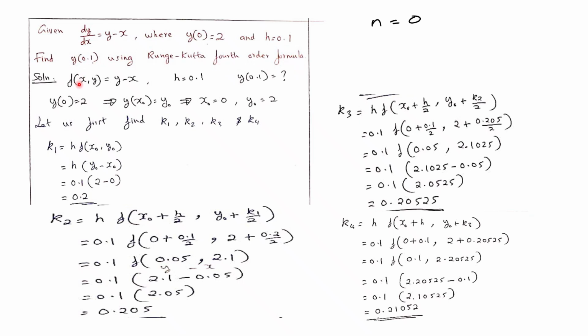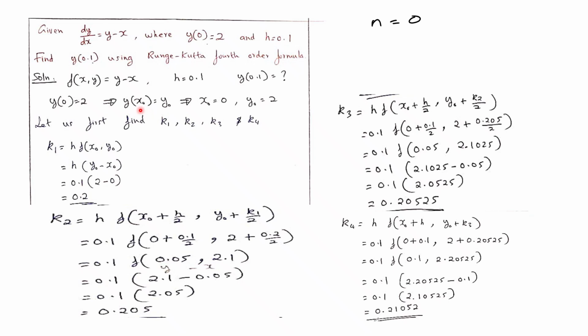Now what is given in the question? dy by dx is a function of x and y, and that relation is given like this: f(x, y) is equal to y minus x, and h is given. y of 0.1 you are asked to calculate, and here one important piece of information is given: y of 0 is equal to 2. In general, we have y of x0 is equal to y0. This is very important to remember.